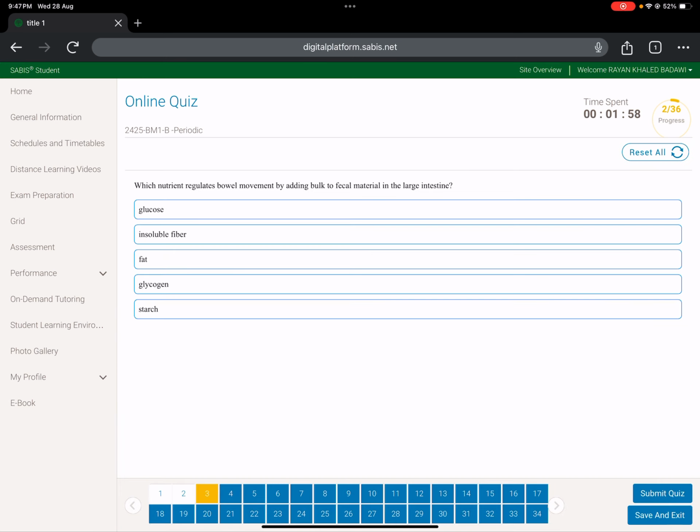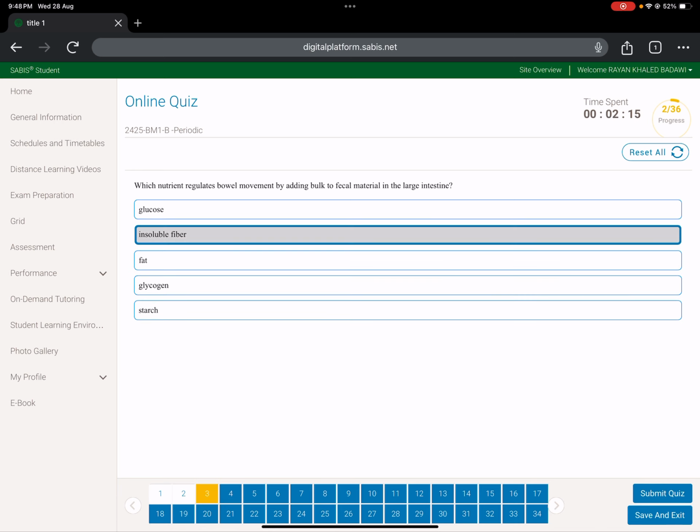Now third question, which nutrient regulates bowel movement by adding bulk to fecal matter in the large intestine? Remember, this one does not serve as an energy source, it just helps us to prevent constipation and regulates bowel movement. It was insoluble fiber. And again, note that fiber is not used as an energy source. The reason is we cannot digest fiber.